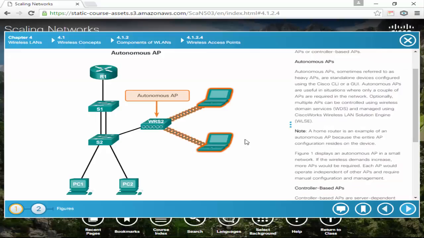So here's our autonomous. As I said, we program these similar to home use, and they're fine if we have a small office or something like that, but when we have lots of access points, then we need this wireless LAN controller. And now they can be virtualized in a data center. They can be a physical device in a data center. They actually are built into some switches now. So there are some different ways to do this.